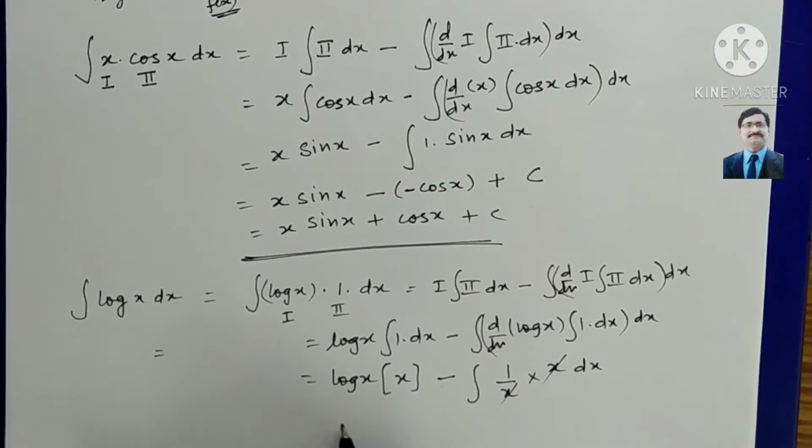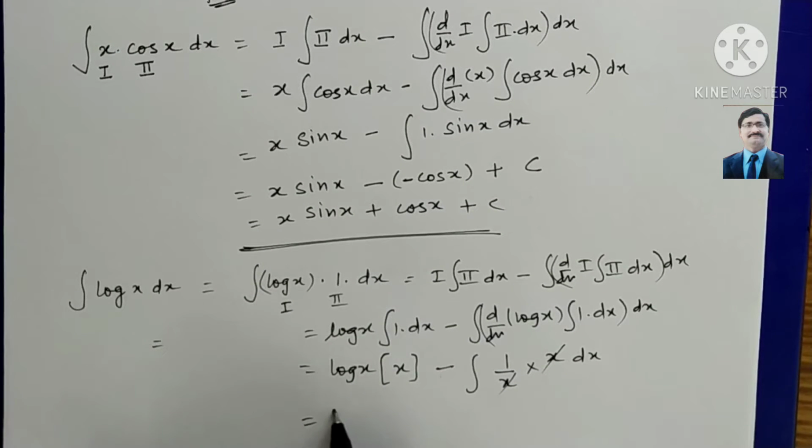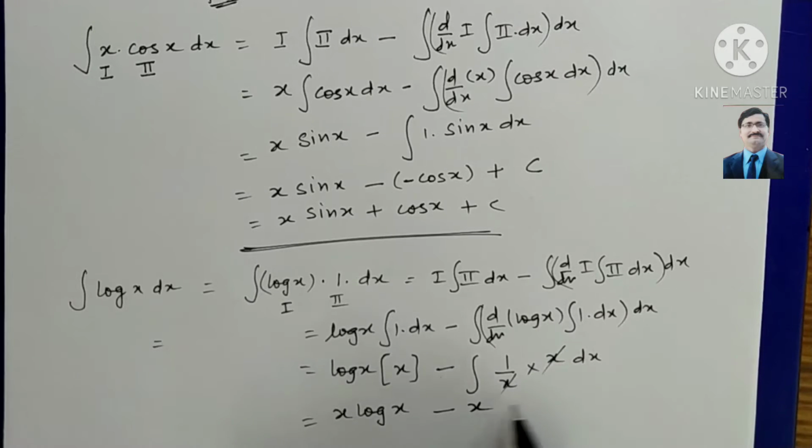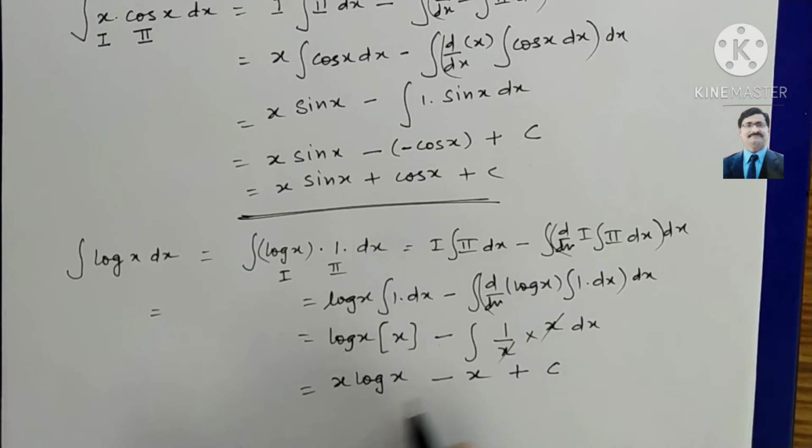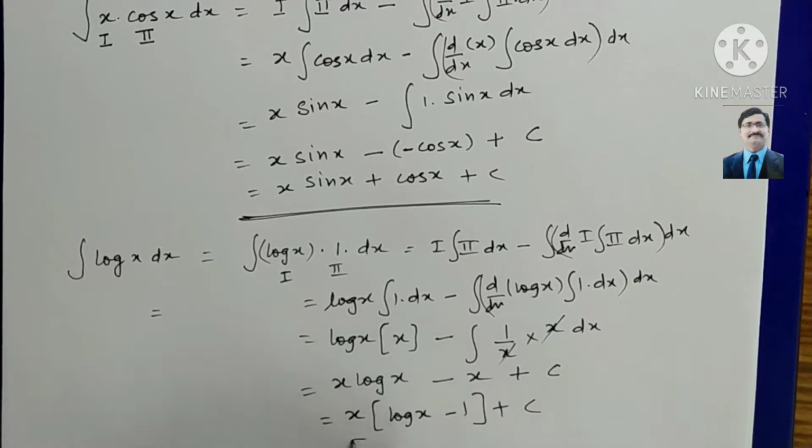1 and 1 we can cancel, and we write it in the form x log x minus the integral of 1, which is x again, plus c. So we take x common, and this will be x (log x minus 1) plus c. This is our answer.